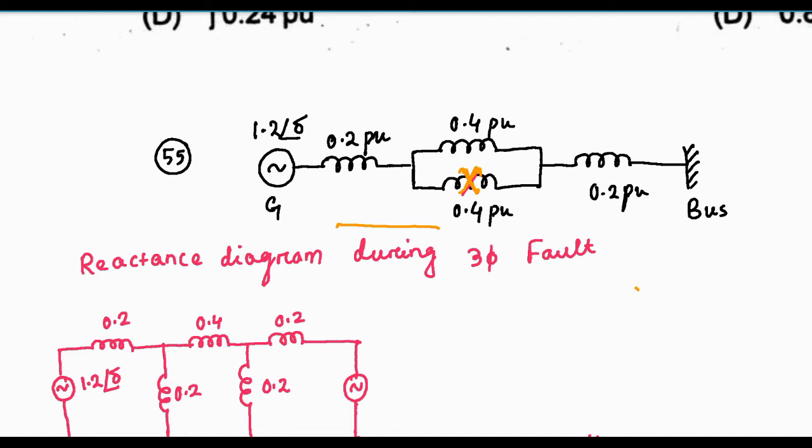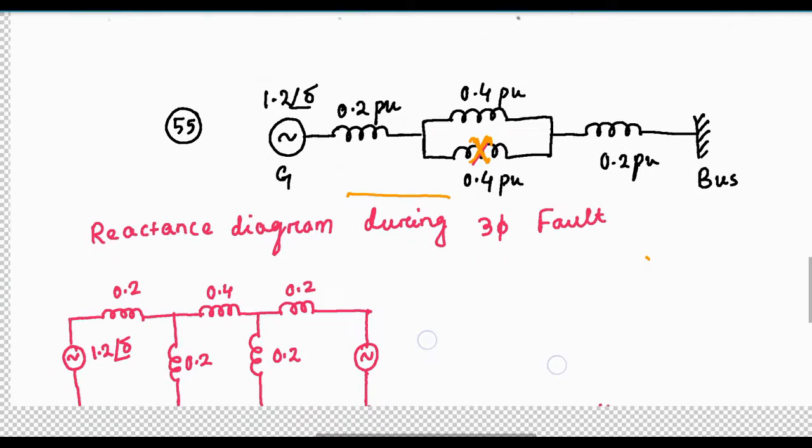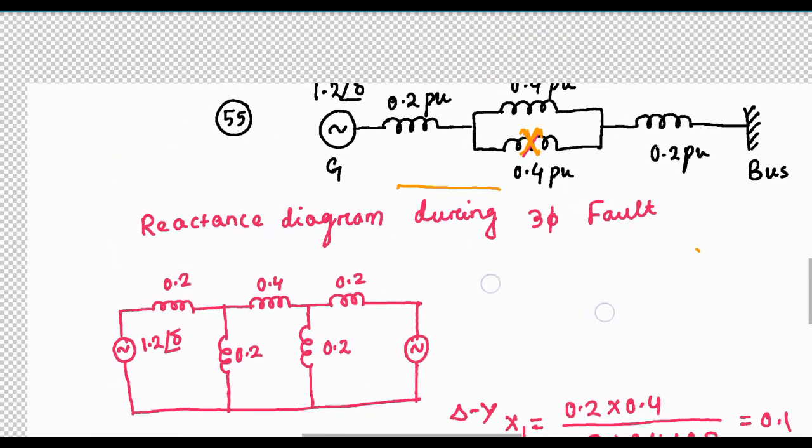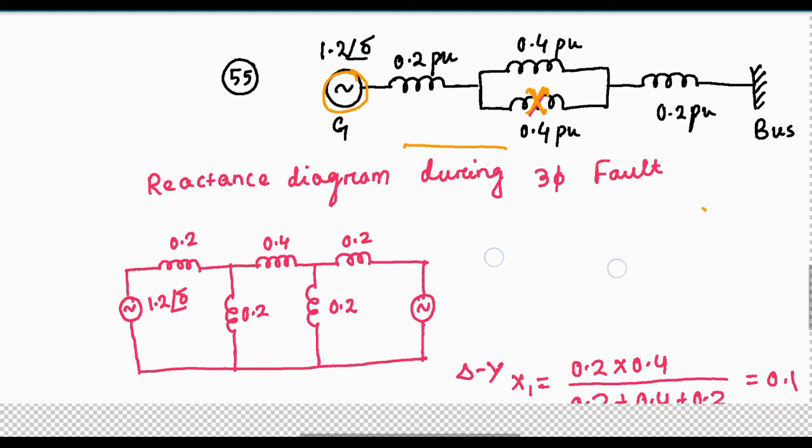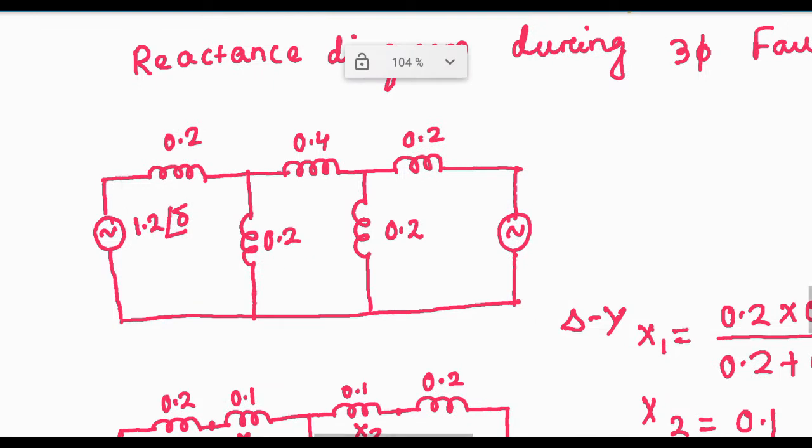And what type of fault is taking place here? A three phase symmetrical fault. Three phase fault means a symmetrical fault. So first we have to draw the reactance diagram. This generator has 0.2 per unit reactance, and this is the infinite bus bar, which is also represented by a source.